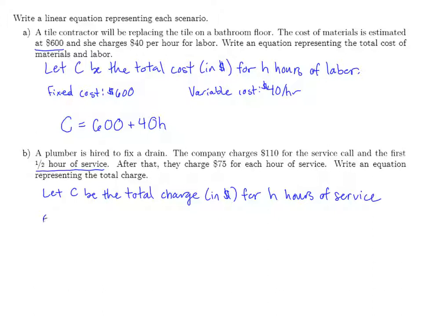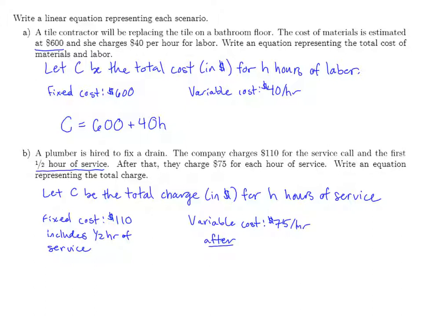Now our fixed cost here is $110. And I'm going to note below this that it includes 1/2 hour of service. The variable cost is $75 per hour, and that is after the first half hour.